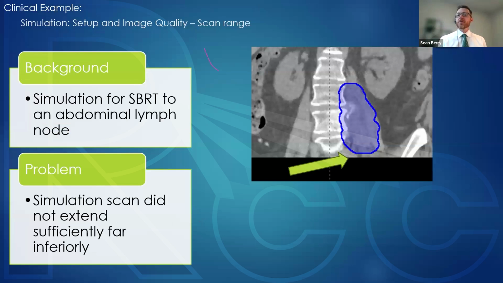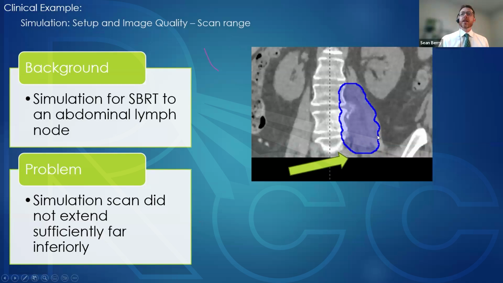Now, here's an example of a patient where the scan was done, but didn't scan sufficiently far inferiorly. So what you see here in blue is the PTV, or the target for the patient, and you can see the scan stopped right after the target ended. So that's problematic because from the perspective of the treatment planning system, this nothingness down here is going to be interpreted as air. So you're going to get an insufficient estimation of the scatter dose coming from this part of the patient into your target here.